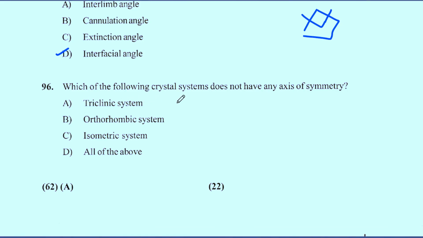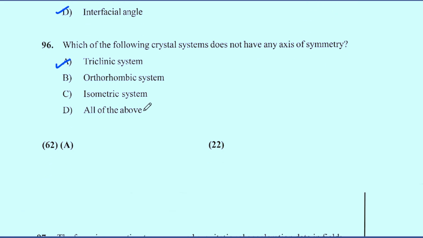Next question is which of the following crystal systems does not have any axis of symmetry? It is triclinic. Triclinic does not have any axis. It has a center of symmetry but does not have any other things. Okay, a plane of symmetry and axis of symmetry are not present. And most symmetry elements are present within isometric.